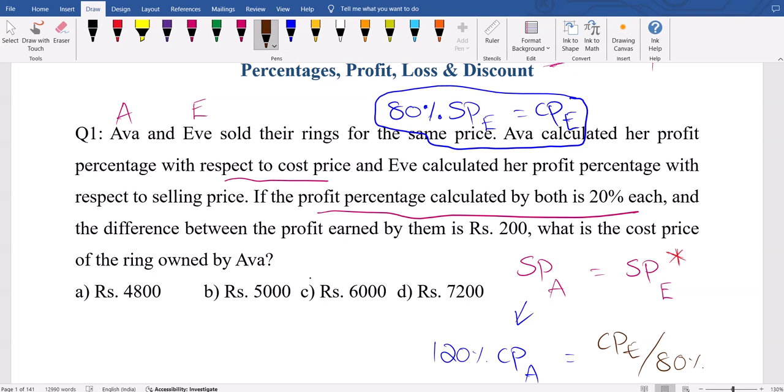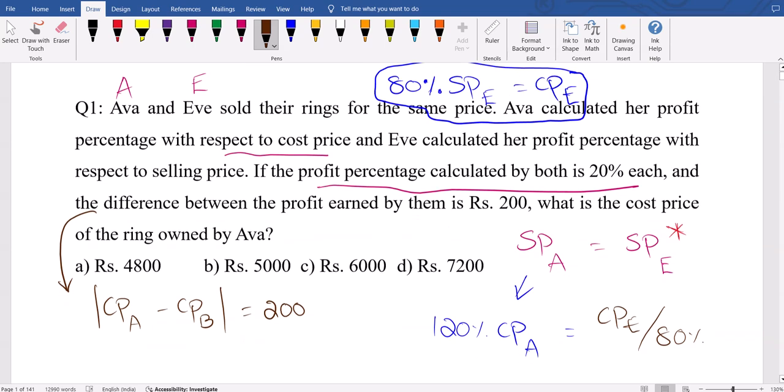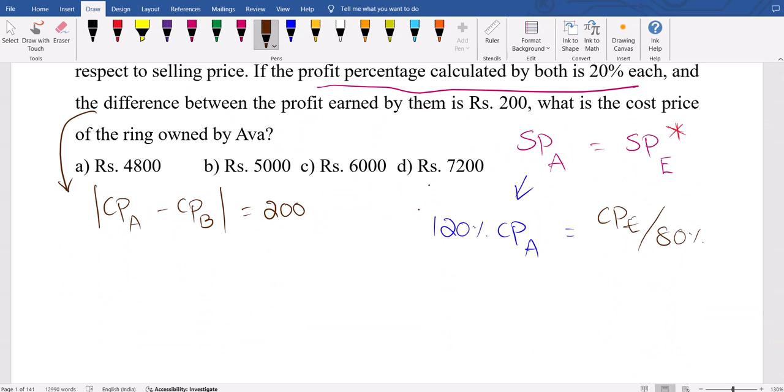And the question says the difference between the profits earned by them is rupees 200. See, the selling price is the same. A difference in profit of 200 is regarding cost price. This conveys that the difference between the cost price of A and the cost price of E must be equal to 200. When selling price is equal, profit is selling price minus cost price, so the difference is because of cost price, right?